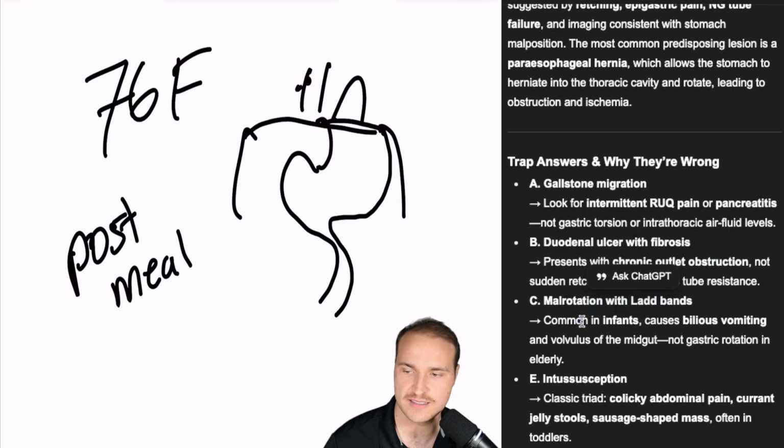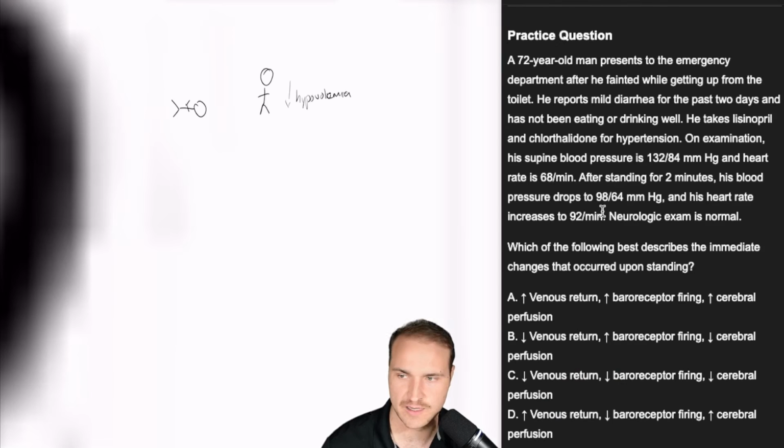Malrotation with the Ladd bands is common in infants that would have bilious vomiting. And intussusception has the currant jelly stools and colicky abdominal pain. Okay, next. We'll call that last one a bonus and we'll call this one 12.